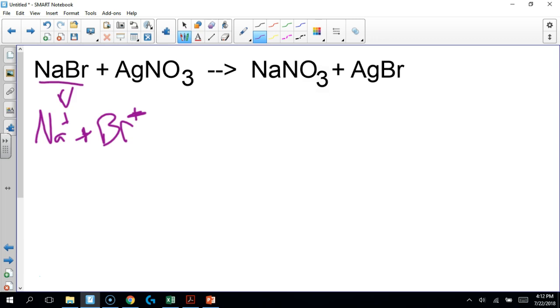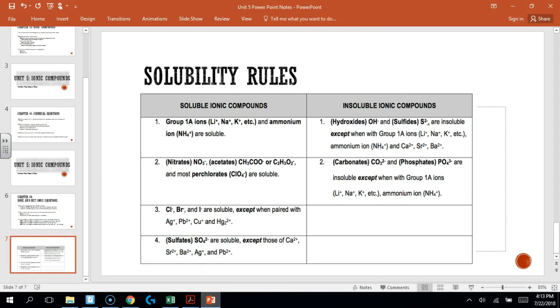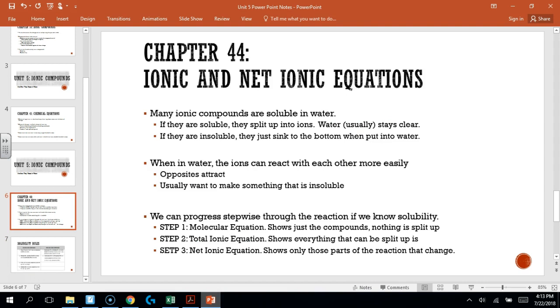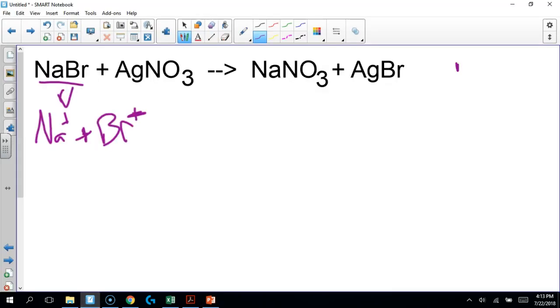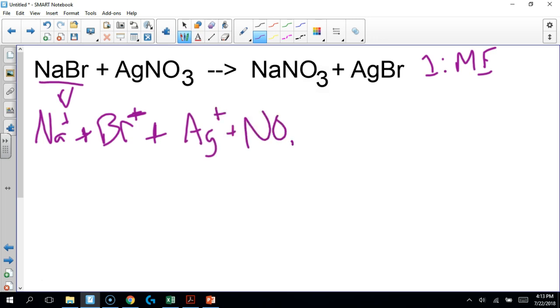So this is actually, if I'm going back to what I said back here, step 1, already written out for us. This is the molecular equation. Now we're going to do step 2, where we split everything that is soluble based on the solubility rules from that chart. So now it's plus, and then silver and AgNO3 can break apart. Ag plus, then plus NO3 minus, and that reacts to form.